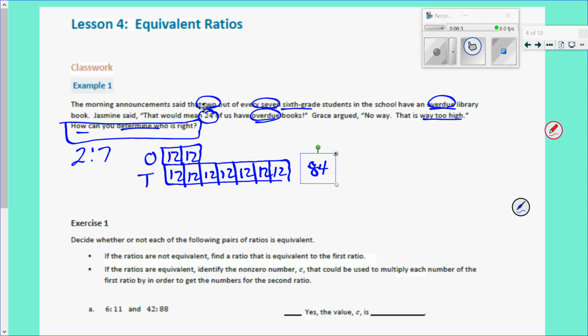What's missing, guys? There's a major piece missing here that we don't know, that we need to know in order to figure out who's right. What do you think? Technically, you can. You get a decimal, but you can divide 24 by 84. If I reduce, I'm just going to get 2 to 7. That's the rate that we started with.